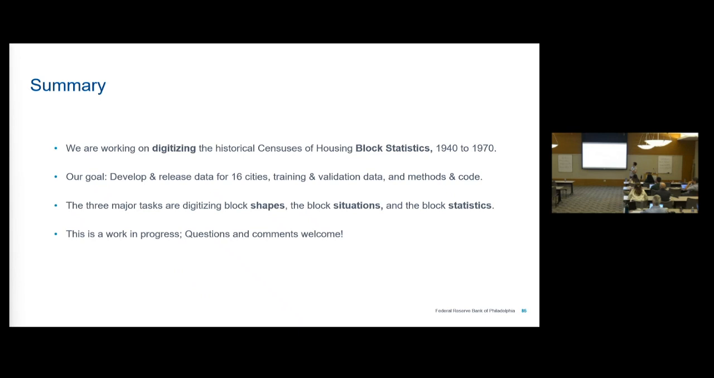So overall in this project, we're targeting to get the census of housing block statistics from 40 to 70. And we're going to develop and release this data for 16 cities, including the training and validation data that we have, and the methods and code. We're also working on getting a bunch of labeled data for the maps as well, so we'll have a truth set for that, not just the results. That's broken down into getting the shapes, the situations, and the block statistics. And of course, questions and comments are welcome.